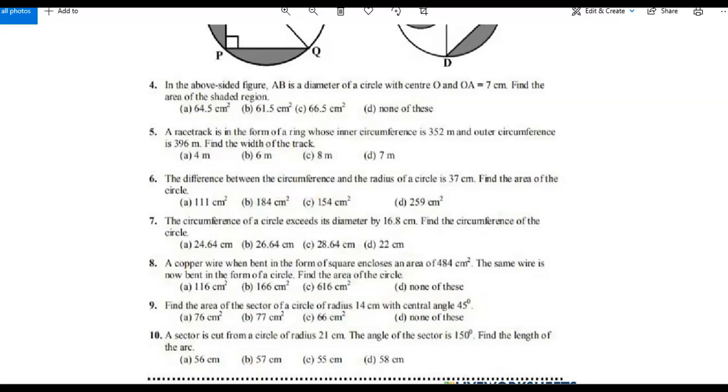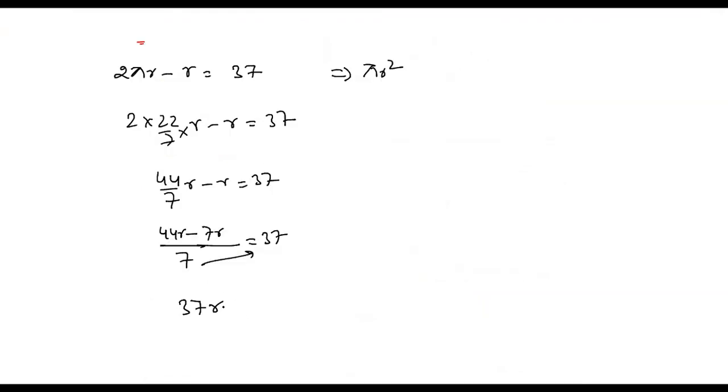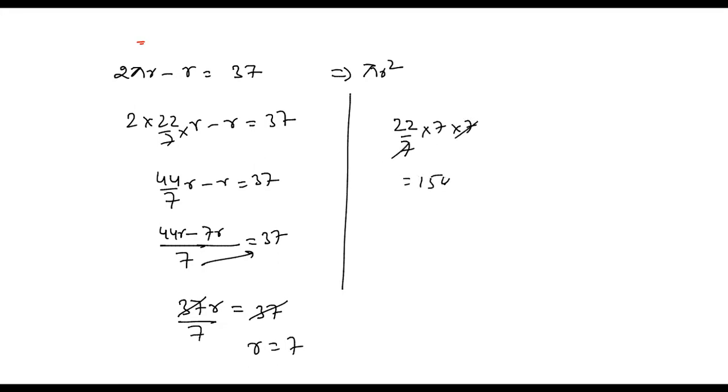So this goes to that side, and it becomes 44r minus 7r. How much will you get? You will get 37r upon 7 is equal to 37. Sir, you're not showing 37. Oh, I'm not showing. Sorry. That would be 37r upon 7 is equal to 37, so 37 can get cancelled. r is equal to 7. So if r is equal to 7, you can calculate πr². So π into 7 into 7. You get 154, which is the correct answer.